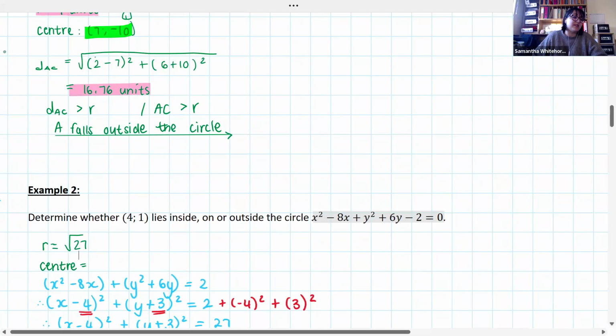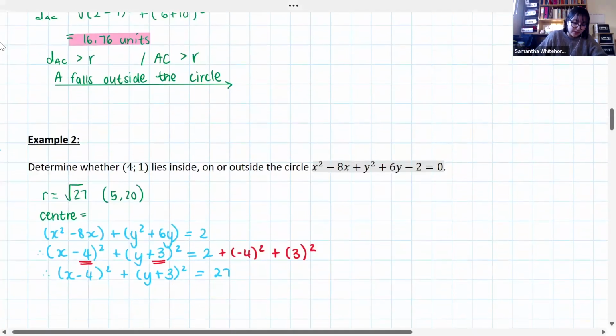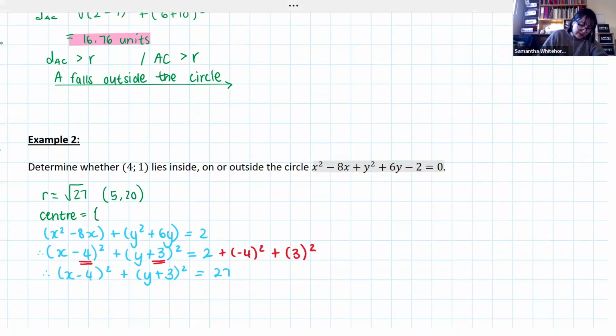You can write it as a decimal if you want to. It's actually going to be quite helpful for you to know what it is. As a decimal, it's 5.20. Just makes it easier to compare. And we know that the center of our circle is at positive 4, negative 3. So we have those 2 bits of information.